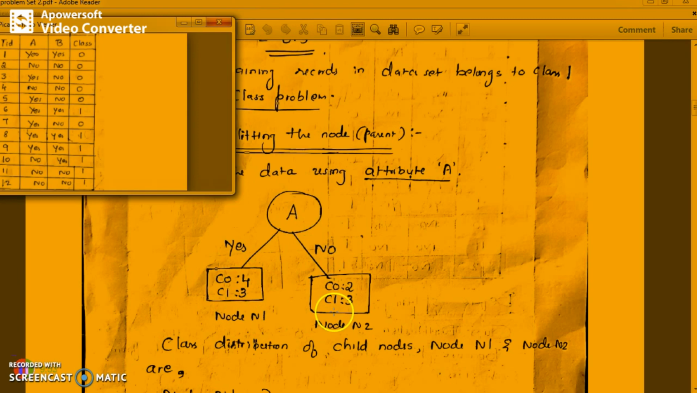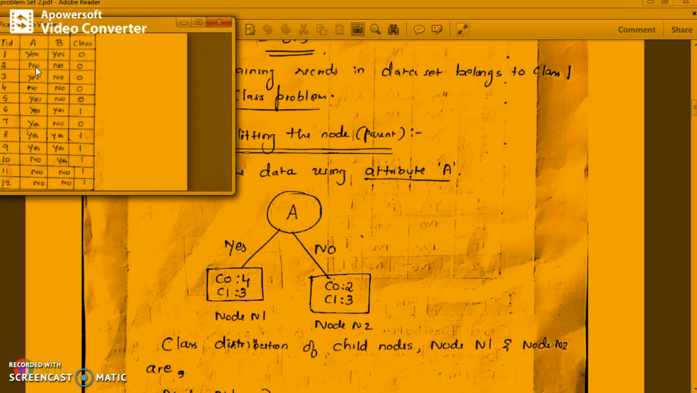We'll go to the next node, the right node, when A value equals no. Similarly, now again you count the number of class 0 records and the number of class 1 records where A value equals no. Now I'm concentrating only on the no value.